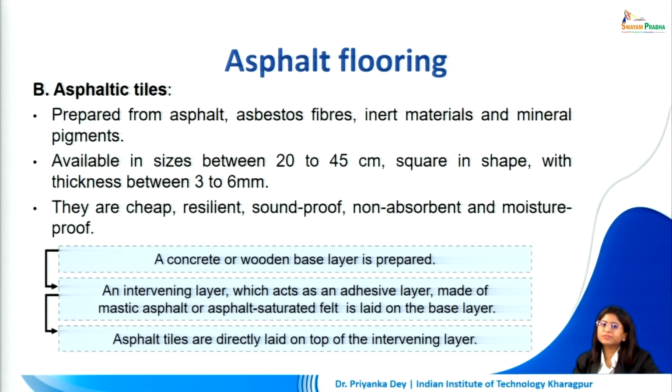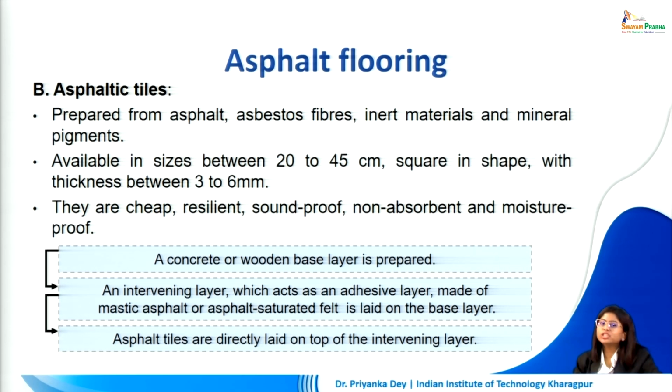In case of the asphaltic tiles, which is the next type of asphalt flooring, this is prepared from asphalt, asbestos fibers and other inert materials and mineral pigments. This is available in various sizes and are generally square in shape, 3 to 6 mm in thickness. Very cheap, resilient, soundproof, non-absorbent and moisture-proof material.